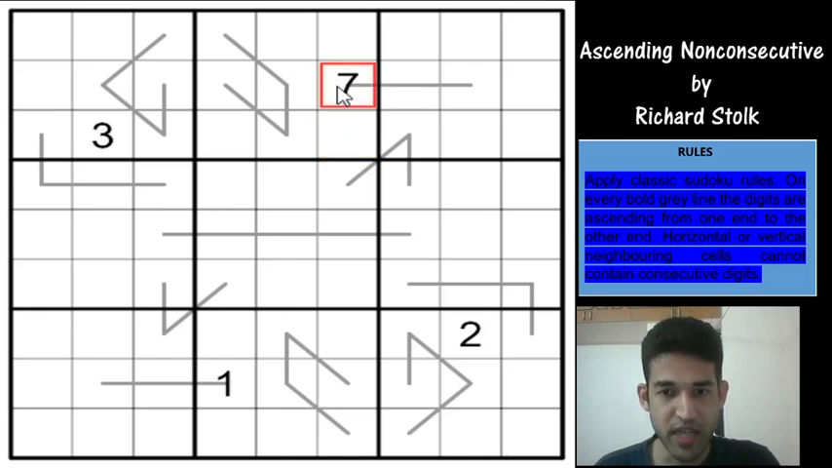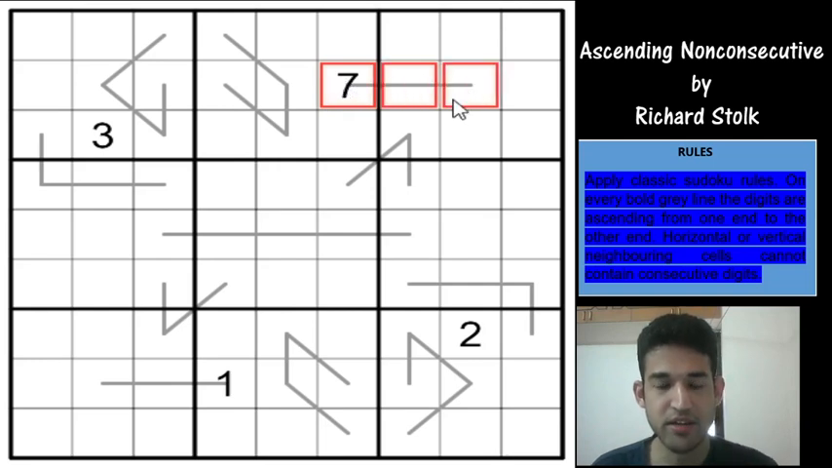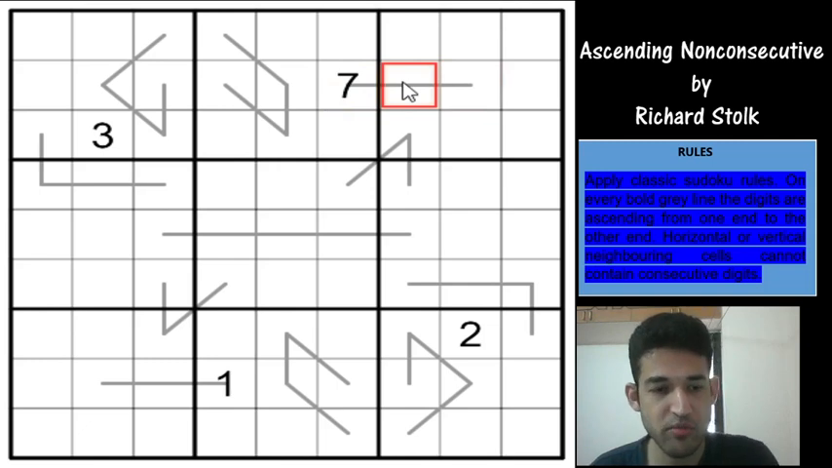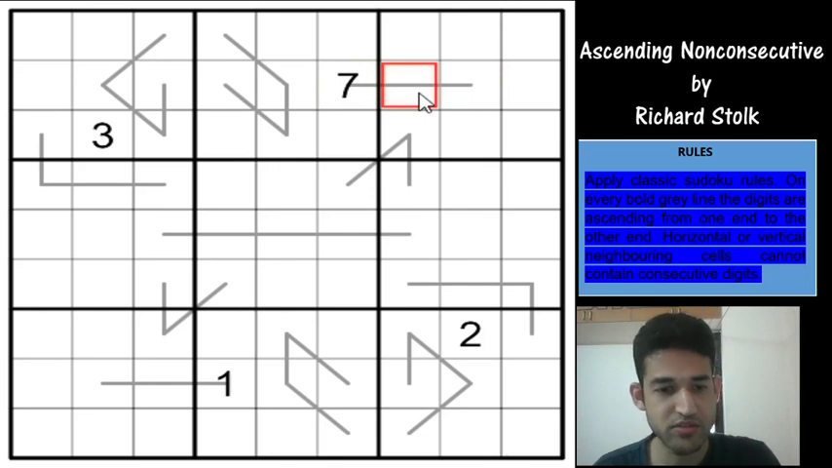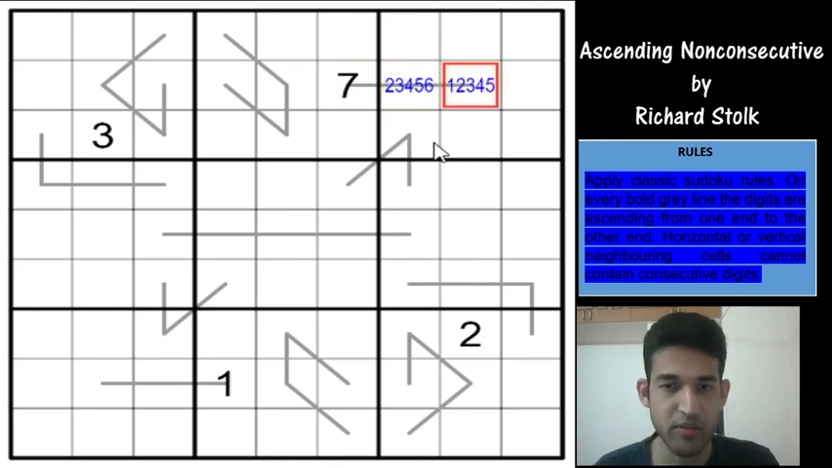So maybe we can start with this 7. So can the 7 increase going towards the right? Not possible, right? Because the only way then would be to have, just a second, guys. Okay, so the only way to satisfy this would be to have 8 here and 9 here, but that gives us consecutive digits, which means that 7 decreases going towards the right. Okay, so 2, 3, 4, 5, 6 are the possibilities, and 1, 2, 3, 4 or 5 are the possibilities.